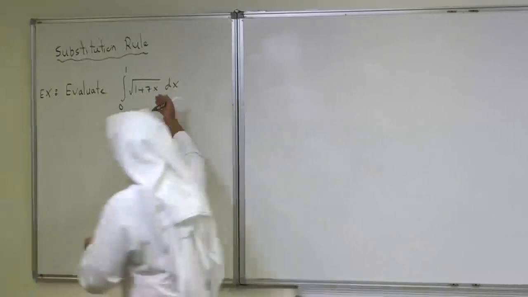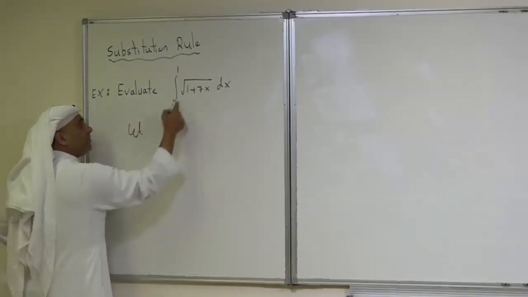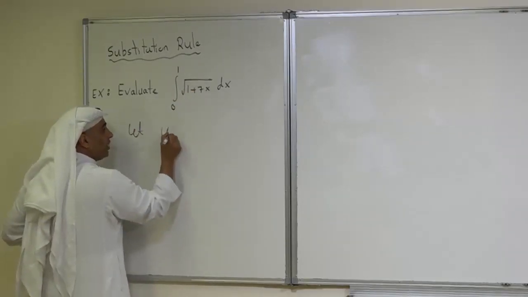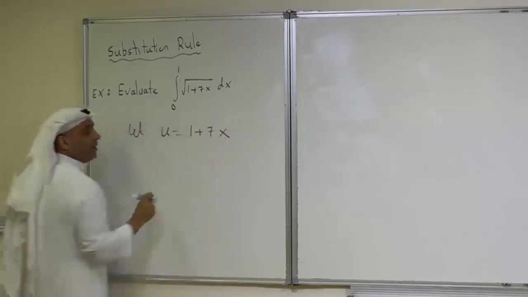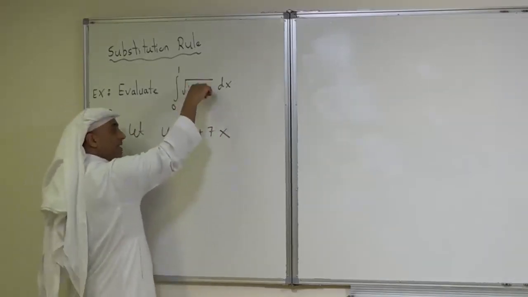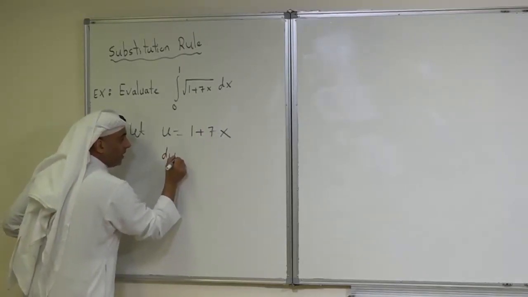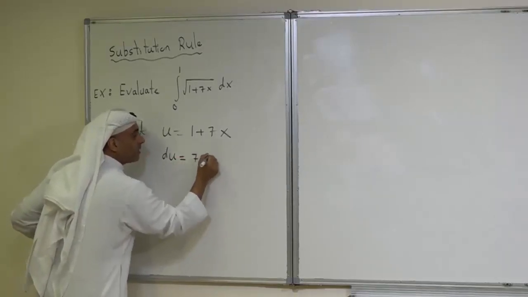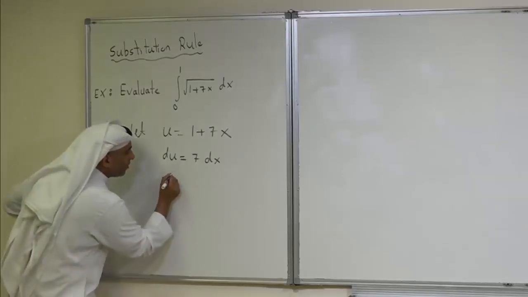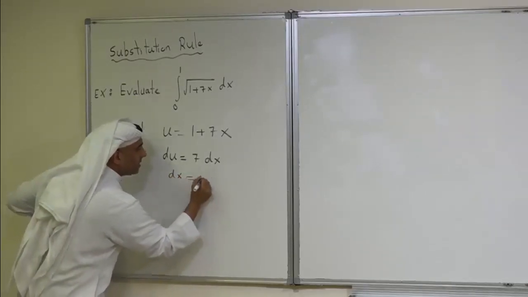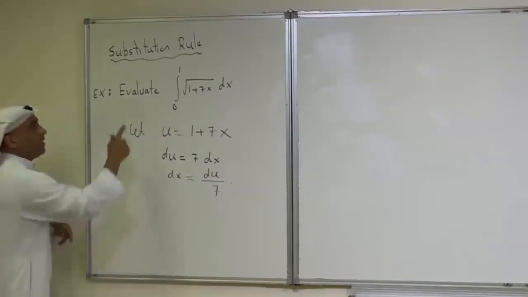Okay, so what is the substitution you can see here? Because we have a problem with this, I will say let u equal to 1 plus 7x. Now I need to replace everything in terms of u. So what is du? du is equal to 7 times dx. So dx, in other words, is du over 7. That is interesting. Now let's come to our integral.